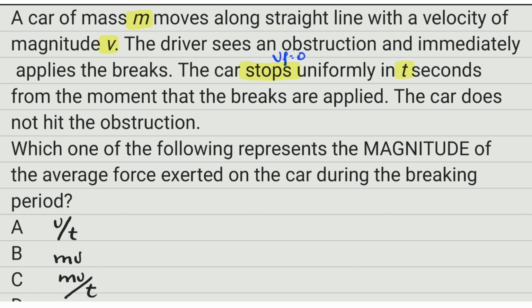Let's write down the data we have. The mass of the car is going to be m. The initial velocity, and I'm not going to write direction as yet, is v, and the final velocity is equal to 0. The time interval for that car to stop was t seconds. We don't have the actual number, and we don't need it right now.